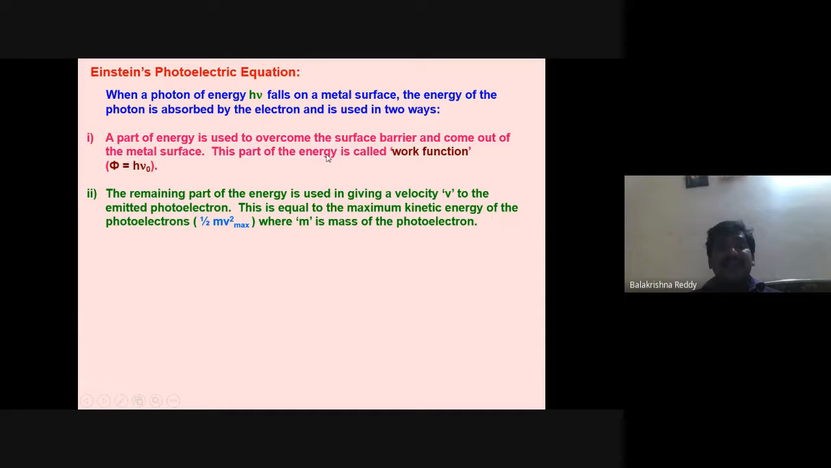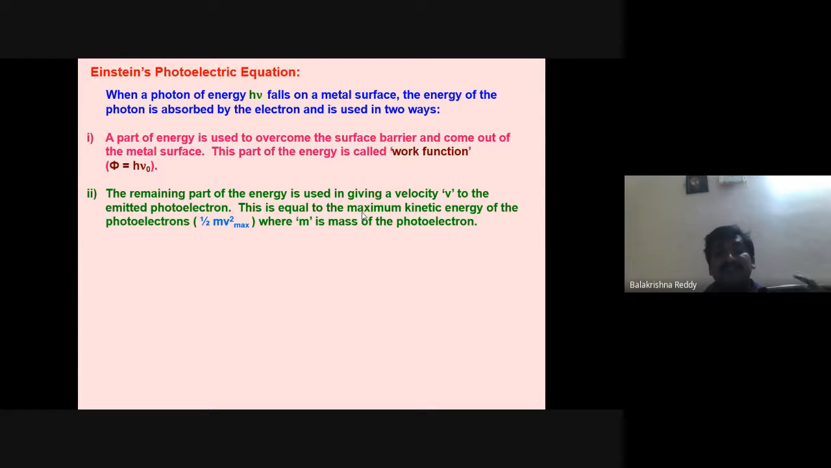The energy used to overcome the barrier is called the work function, that is phi equal to h nu naught we are writing. Nu naught is the threshold frequency. It is the minimum frequency to overcome the work function. The second one is that the remaining part of the energy is used in giving a velocity to the electron, and therefore the electron will move in the forward direction with some amount of kinetic energy.